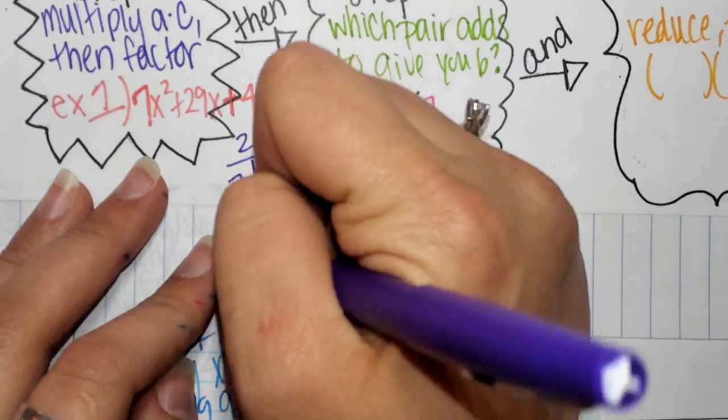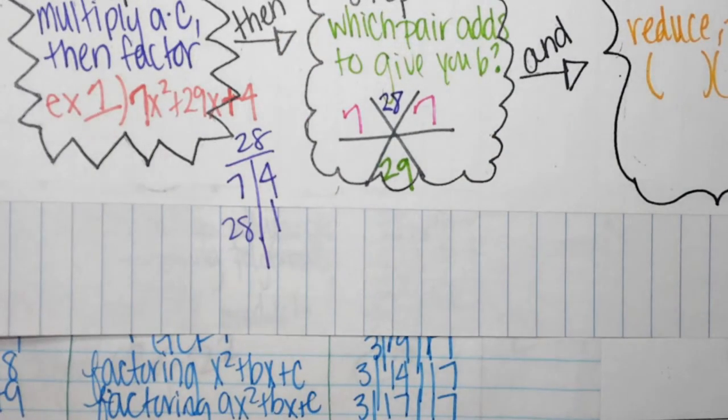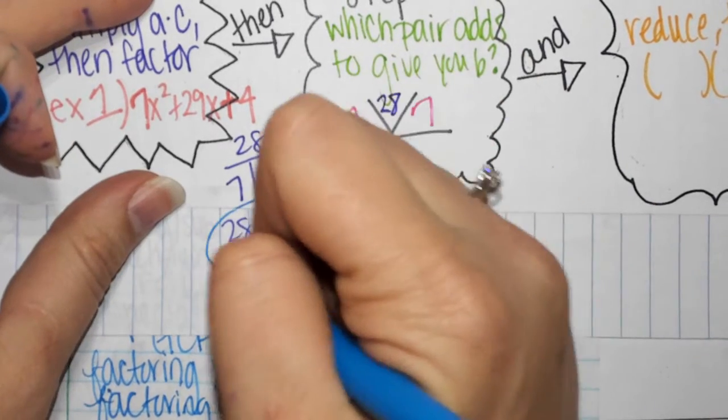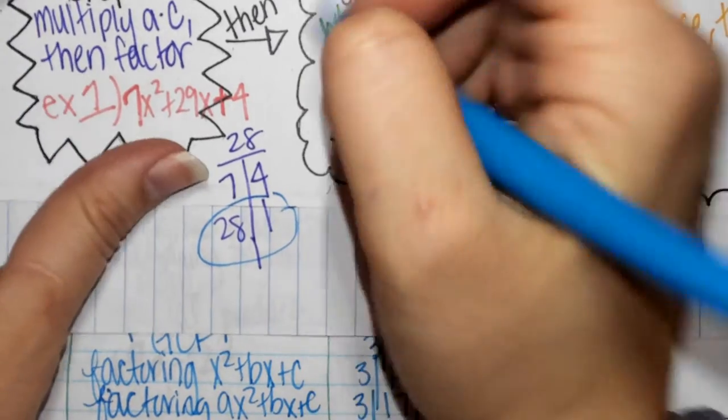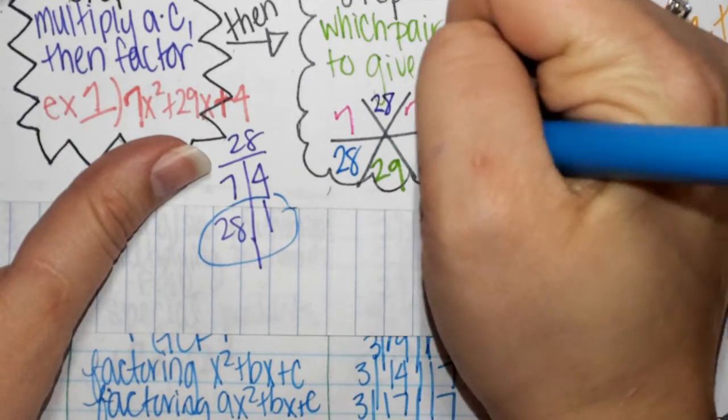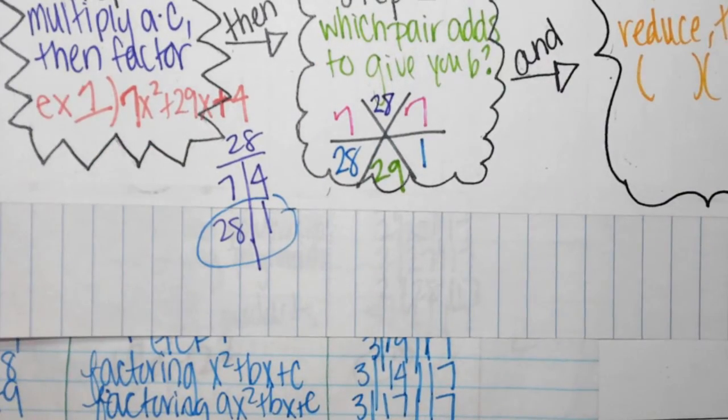Okay. Now, what's 7 plus 4? 11. All right. What's 28 plus 1? So we use this one. Now, what you do from here is you write 28 here and 1 here. Does it matter where you put them? It does not matter which side you put them.